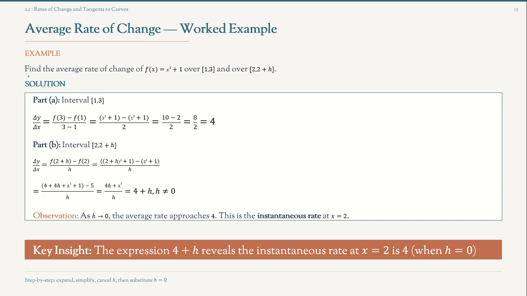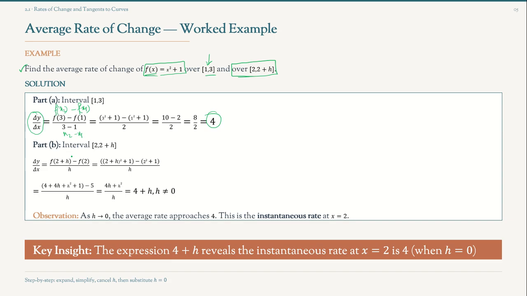So based on this, we have an example just to understand the topics here. Find the average rate of change of f of x equals x squared plus 1 over 1, 3 and over 2 and 2 plus h. So how can we find that? We have here the interval 1, 3. So a rate of change, that is del y by del x equals f of x2 minus f of x1 divided by x2 minus x1. So if we put the values here, then we have this.